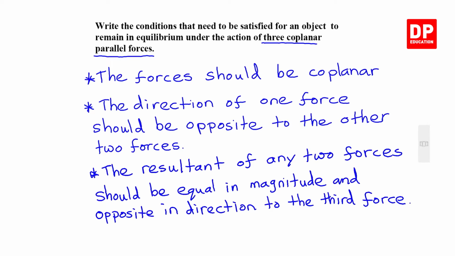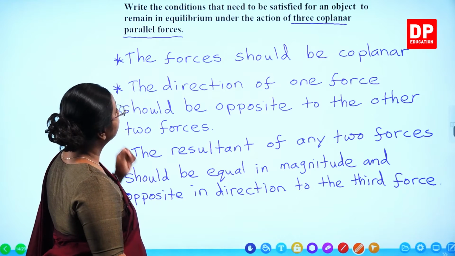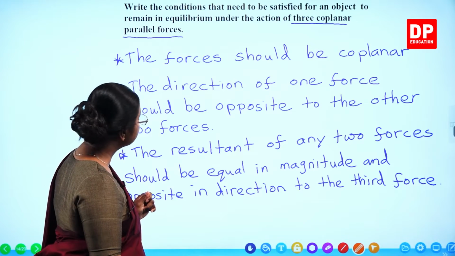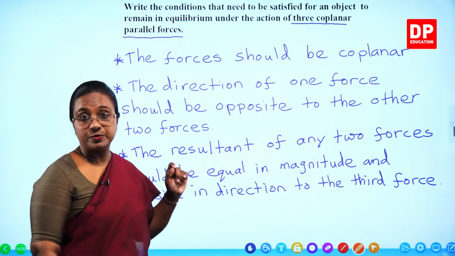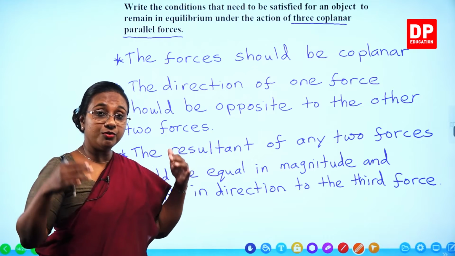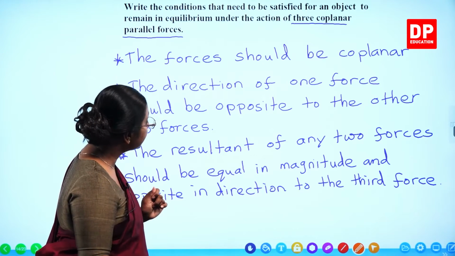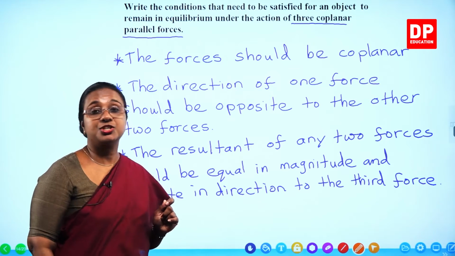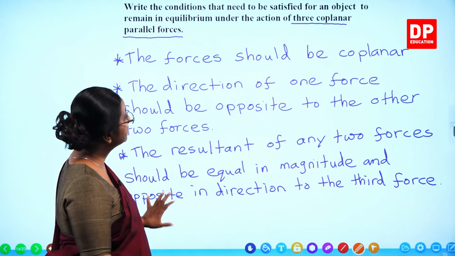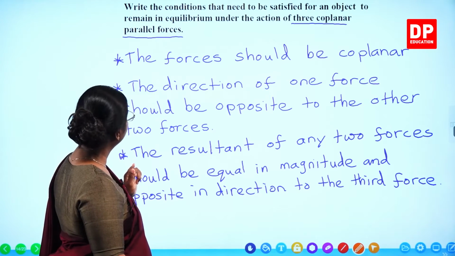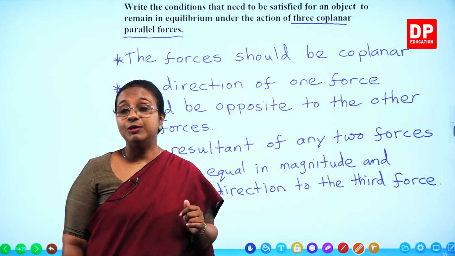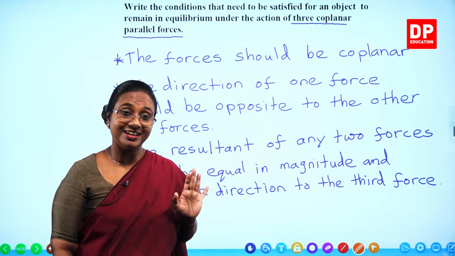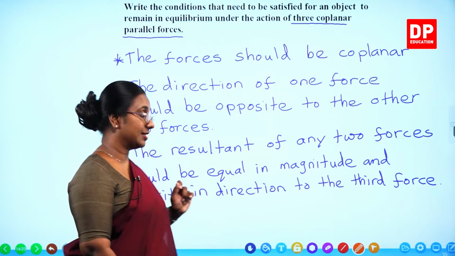So, those are the 3 conditions that need to be satisfied. The forces should be coplanar, that is the first one. The direction of one force should be opposite to the other 2 forces. And the other 2 forces, you all know, will act in the same direction. And the resultant of any 2 forces should be equal in magnitude and opposite in direction to the third force. So, if these 3 are satisfied, then the 3 coplanar forces will give rise to the equilibrium of the object. I am sure, students, you all have written all these conditions correctly. With that, I will move on to the next slide.